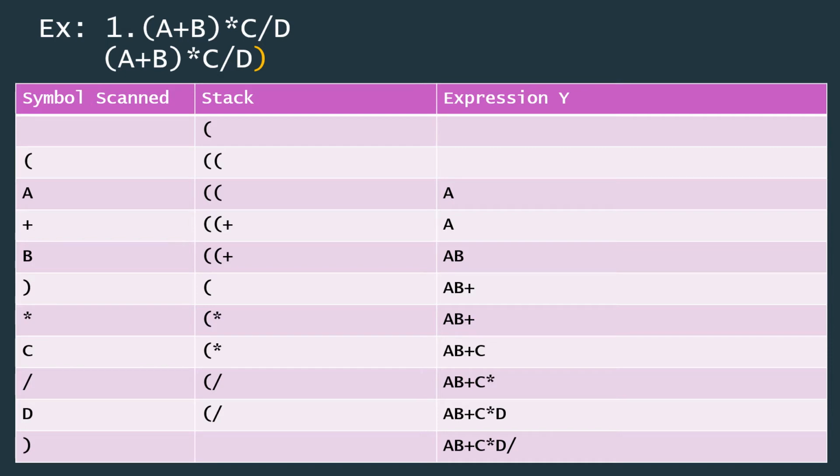The first symbol to be scanned is a left parenthesis, which will go to the stack, where one left parenthesis is already there, so we add one more. Then the next symbol to be scanned is A, which will go to the expression Y because A is an operand. Now the next symbol is plus, which will come to the stack, and expression Y is A. Next symbol is B, which will also go to the expression part. And next one is the right parenthesis.